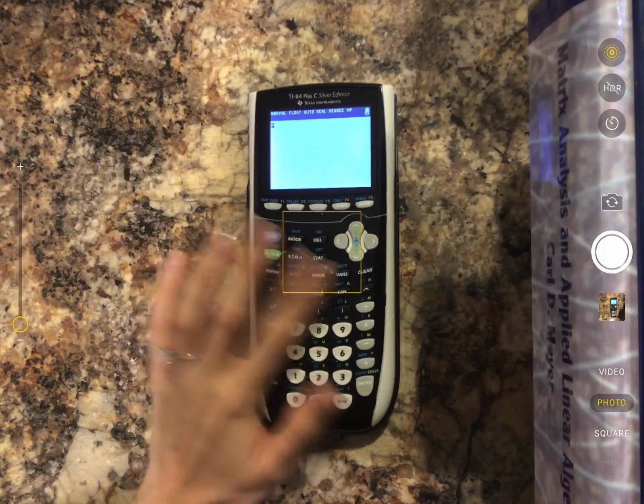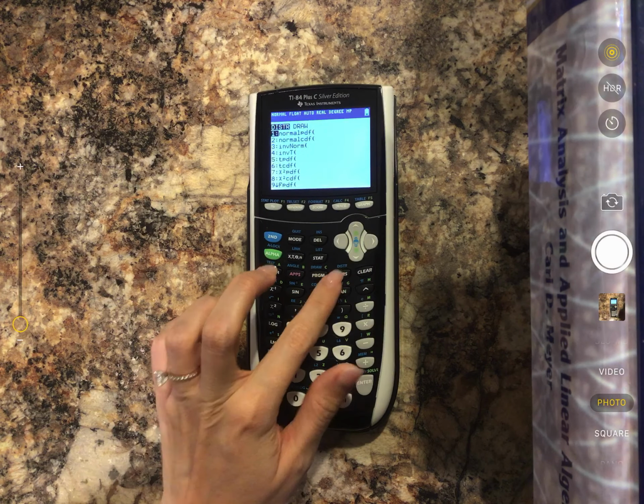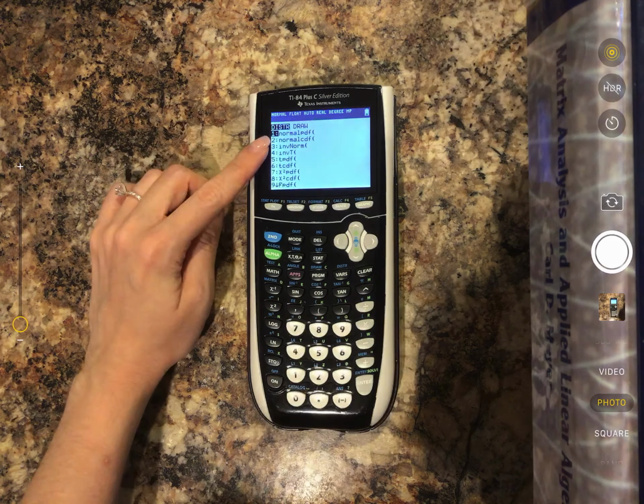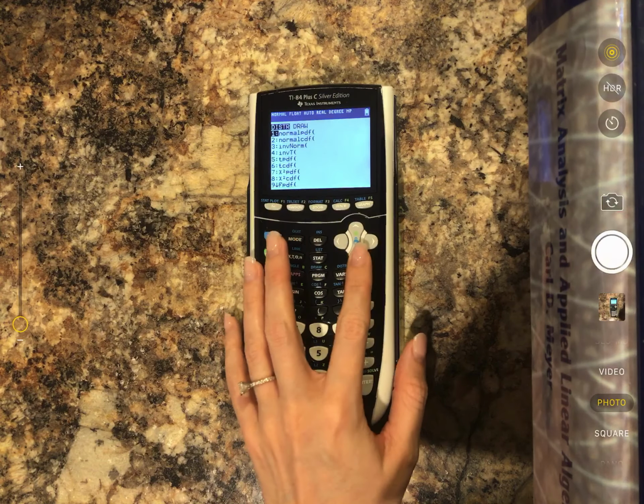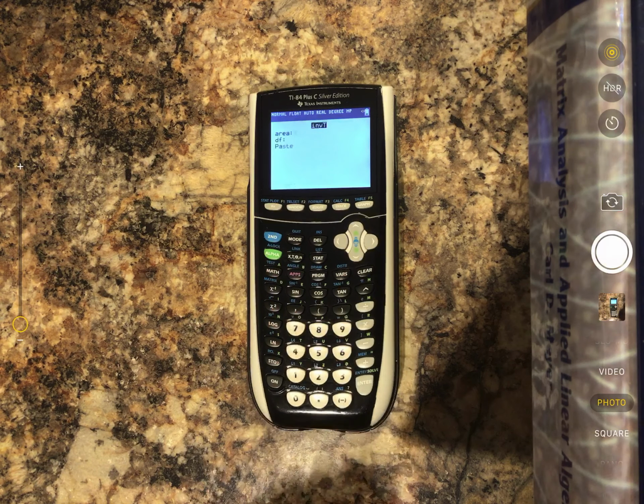So what I'm going to do is come into distribution, exactly where you would find normal CDF, inverse norm, etc. I'm going to go down to inverse t. And it's going to ask you for two things.